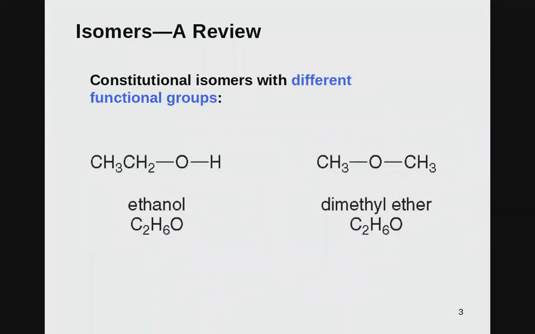Now, constitutional isomers can also be slightly more complex. We can look at this chemical formula, C6H6O, and you'll notice I have ethanol and dimethyl ether, sorry. Same chemical formula, but different functional group completely. This one we have an ether. This one we have an alcohol group.